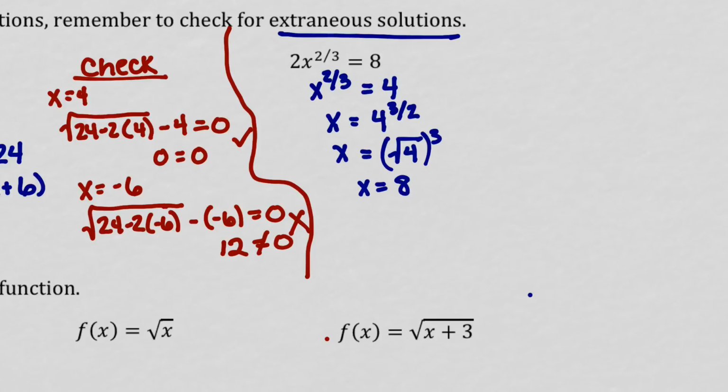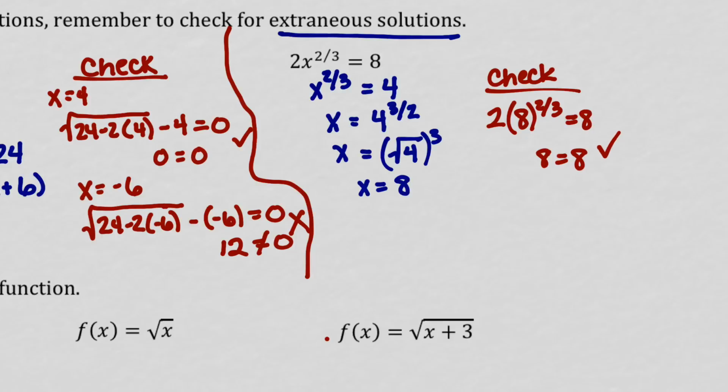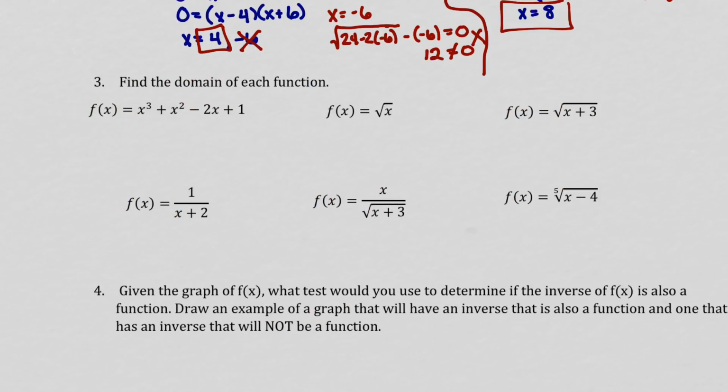Okay, so we do need to check to make sure that works, because if it doesn't, then I have no solution. If all of my solutions are extraneous, then I have no solution. So let's plug in 2 times 8 to the 2/3 equals 8. And I do end up getting 8 on the left side, 8 on the right side, and that does work out. So x being 8 is our solution.